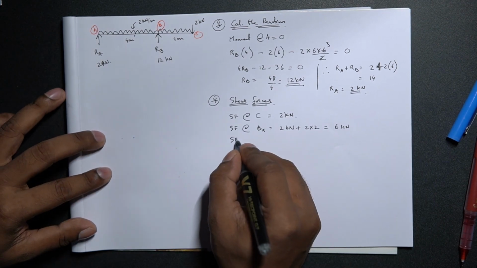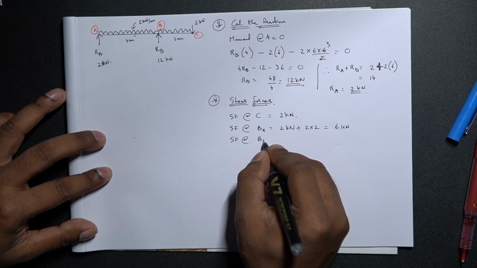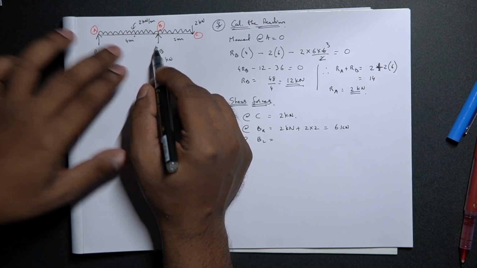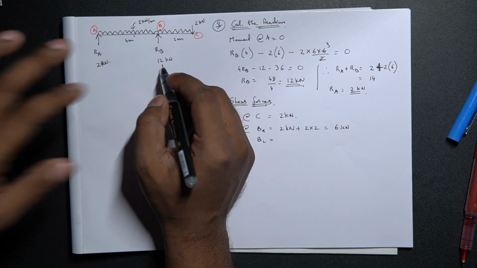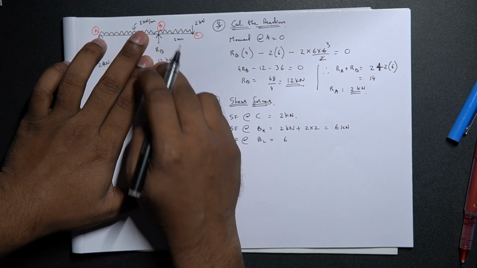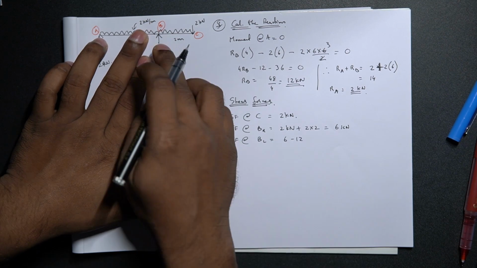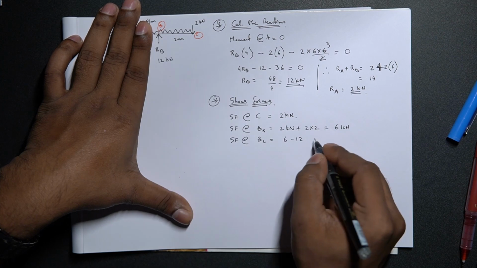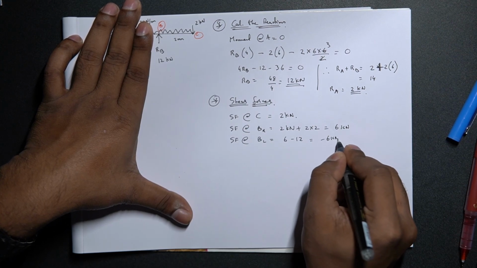Shear force at B left, we have 6 kilonewtons in addition to the 12 kilonewtons acting from bottom. So that will be 6 minus 12 kilonewtons, minus because on the right hand side of the section you have a shear force going upward, so that is why it is minus. So that will be minus 6 kilonewtons.